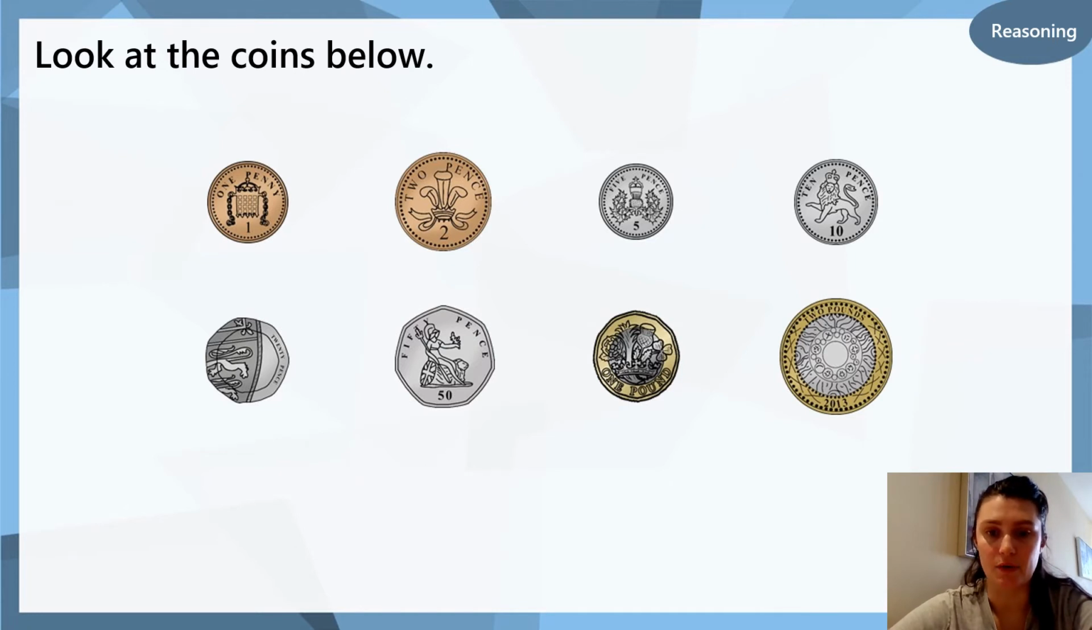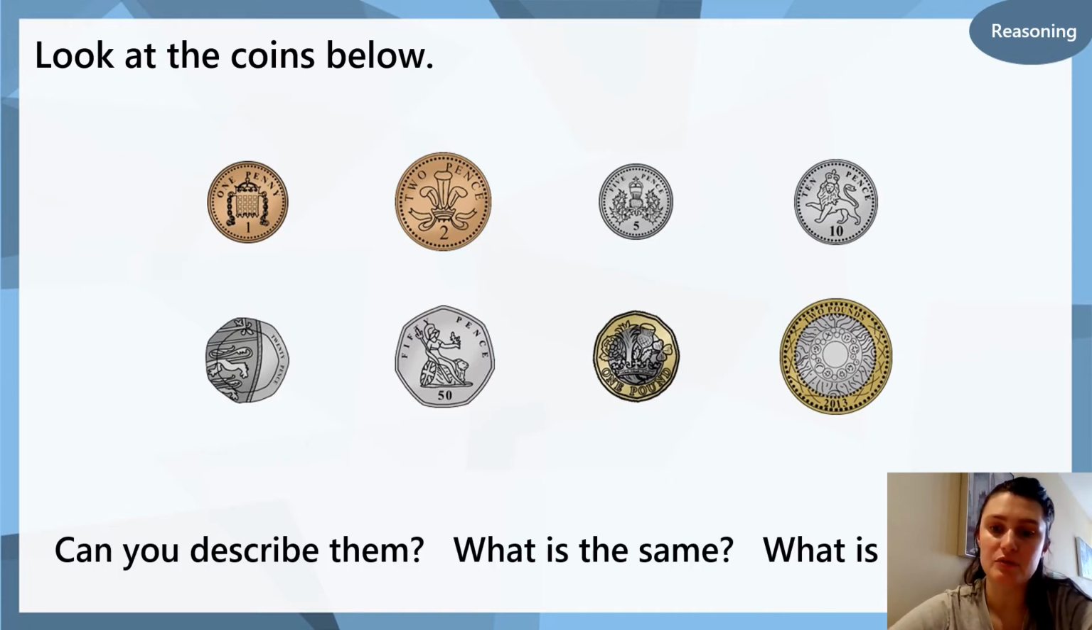Look at these coins. Can you describe them? What about them is the same? And what about them is different? Talk to a grown-up at home.